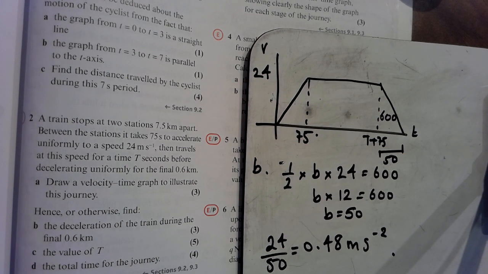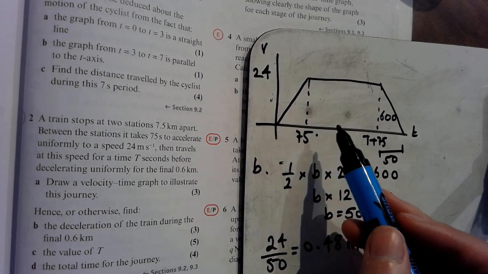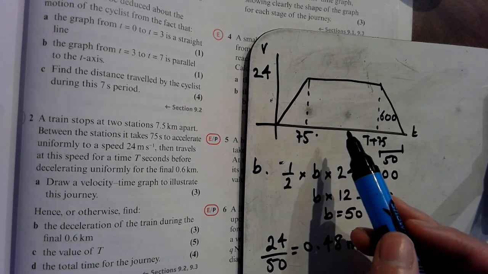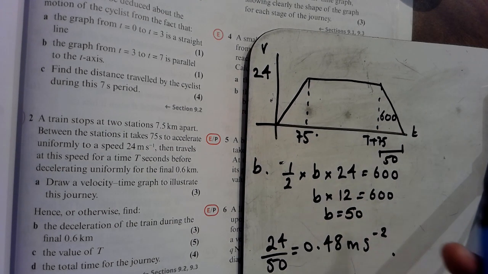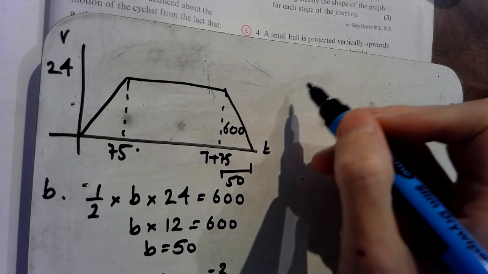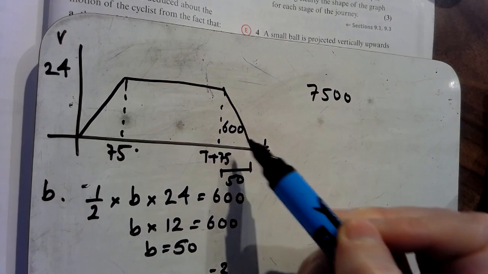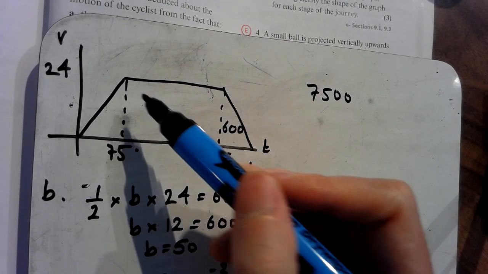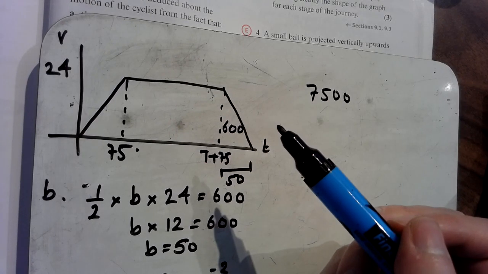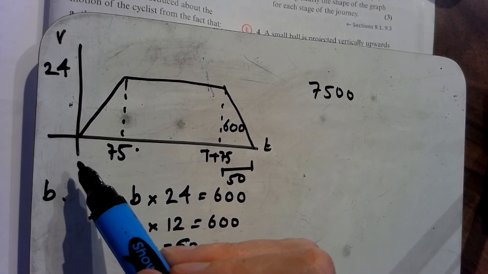Okay, so the time t that this is at a constant speed for, we can work out because we're told that the two stations are 7.5 kilometers apart. 7.5 kilometers is 7,500 meters. So what we're going to do is say that the total area underneath here, that'll be the total distance covered, is 7,500. So the total distance will be the area underneath this, which is a trapezium.